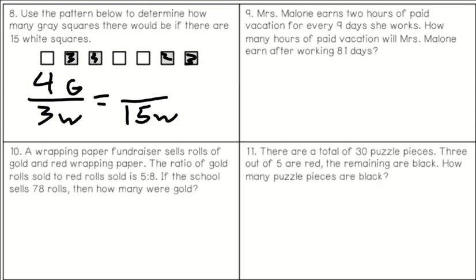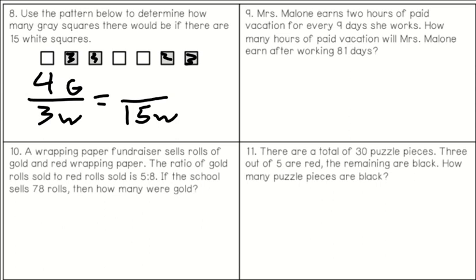We want gray on top, both sides, white on the bottom. Could I have it flipped over and have white on top, gray on the bottom? Yeah, as long as both sides match. If I would have done 3 and 15 on the top, 4 and the blank on the bottom, it still works. It's just we want both sides to match each time.